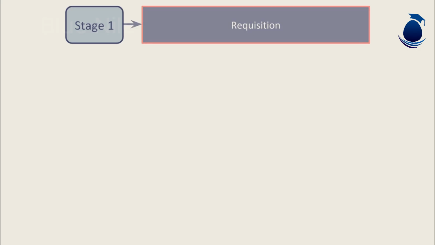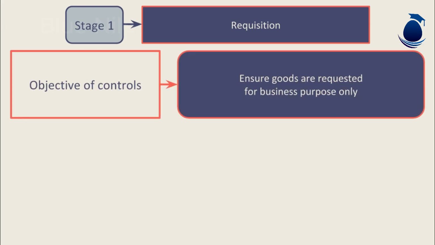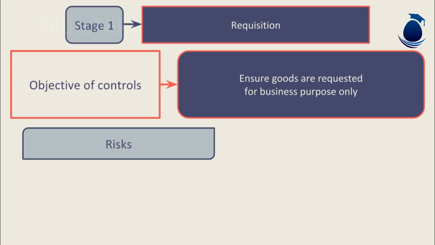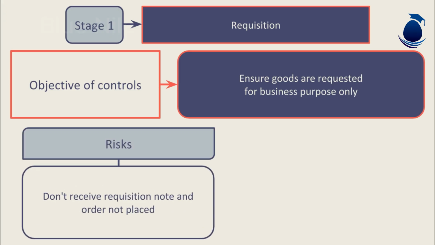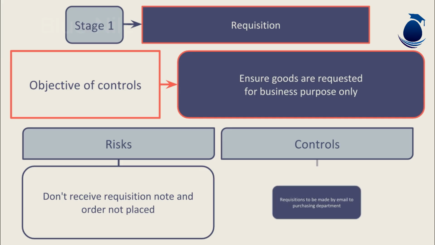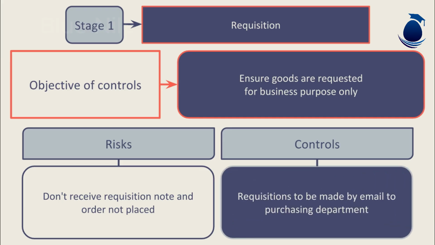Stage 1, the requisition stage, is where the business or division within the business will recognize the need for more goods. A requisition note will be passed to the purchasing department detailing the supplies needed. The objective is to ensure goods are requested and are for business purposes. A risk could be the requisition note may not be received by the purchasing department and the order not made. A control could be requisitions are made by email to the purchasing department, who must respond when they have made the order.